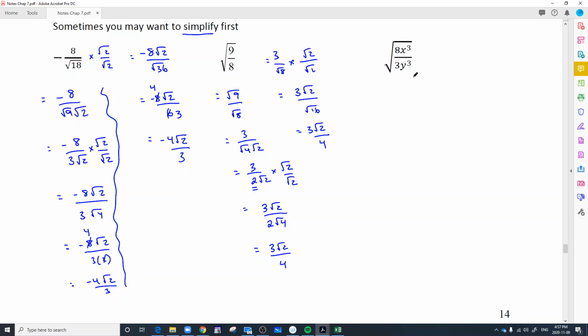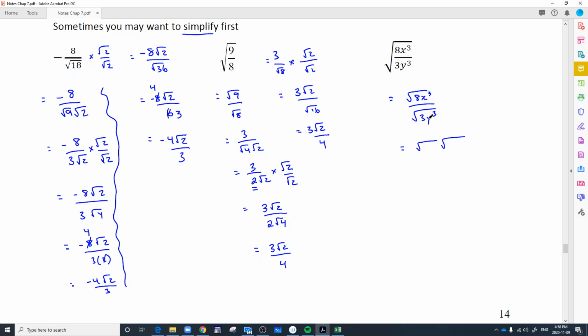Okay, so let's try this one. When I'm looking at it, the first thing I'm going to do is split it up into root 8x cubed divided by root 3y cubed. Again, you could right now go for it. You could multiply by the radical in the denominator, or you could simplify first. It's whatever your instincts are. I always like to simplify, so I'm going to simplify first.